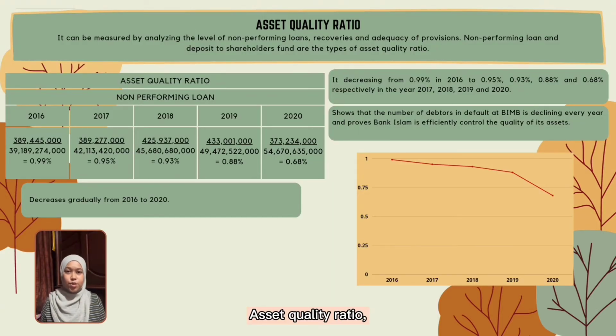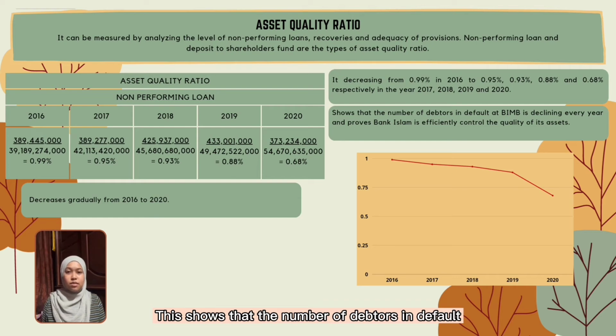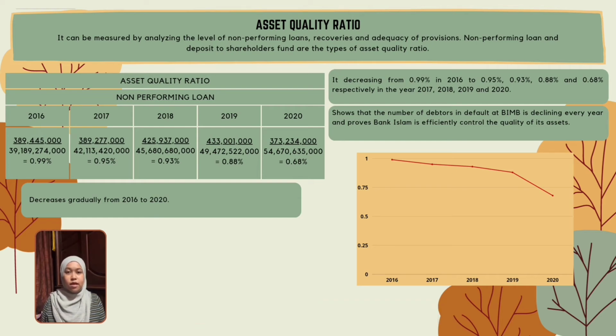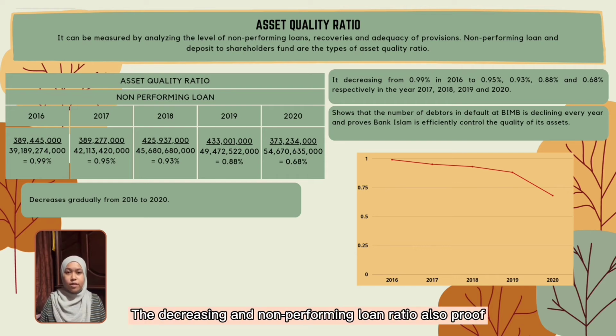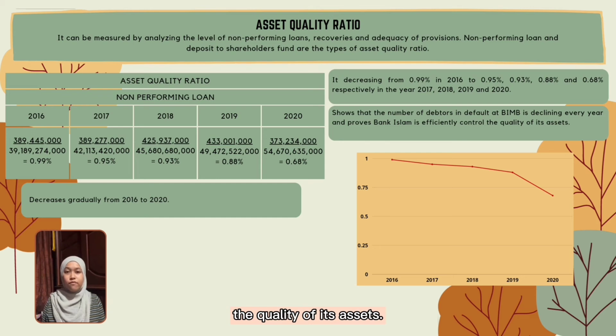Asset quality ratio. It can be measured by analyzing the level of non-performing loans, recoveries and adequacy of provisions. Based on the figure, the non-performing loan ratio of Bank Islam decreased gradually from 2016 to 2020. This shows that the number of debtors in default at Bank Islam is declining every year. The decreasing non-performing loan ratio also proves Bank Islam is efficiently controlling the quality of its assets.